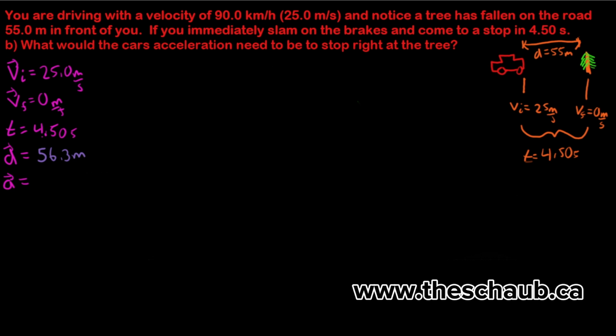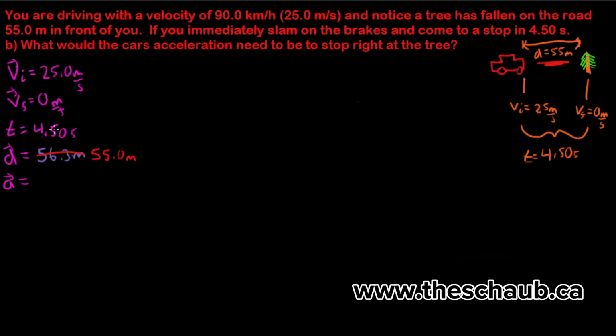So let's look back at our variables in our diagram and make sure we understand what we're actually looking for to ensure we get the question correct. In part B, we are told the car stops right at the tree. So our displacement is 55 meters. Our displacement from part A is no longer valid. So D is equal to 55.0 meters.